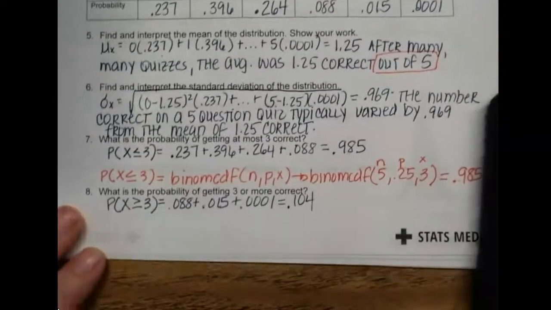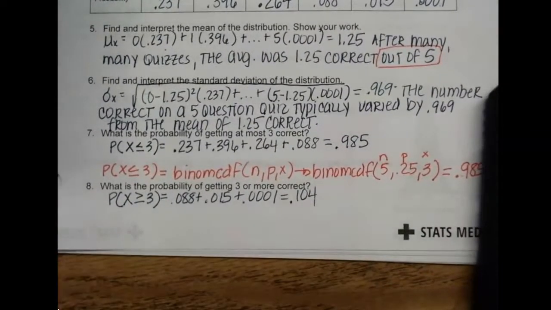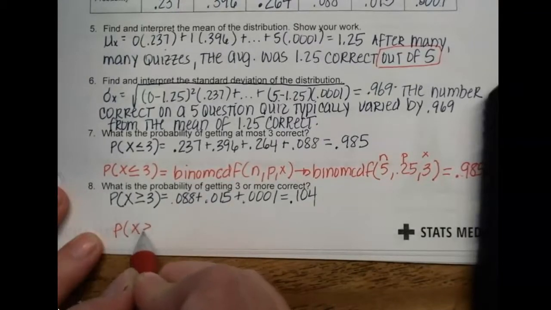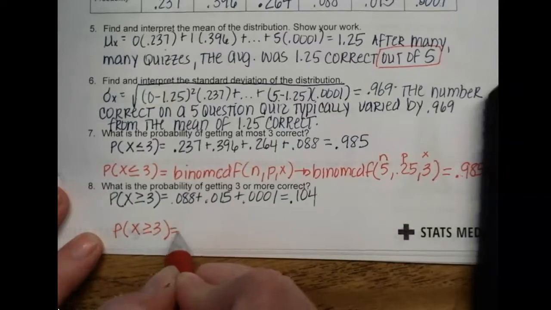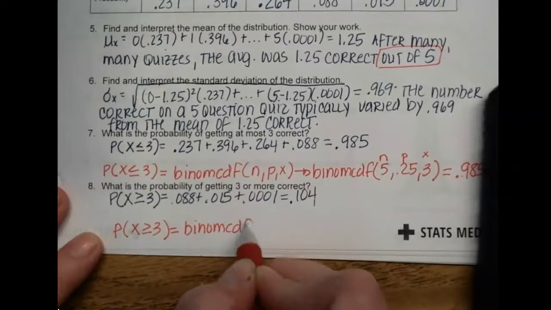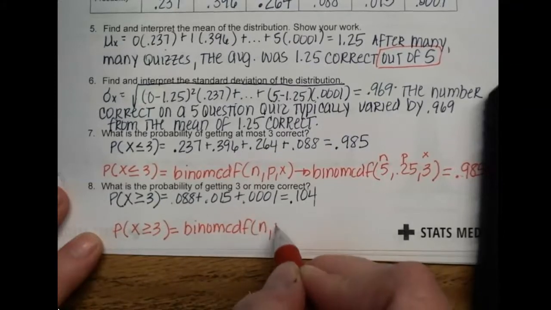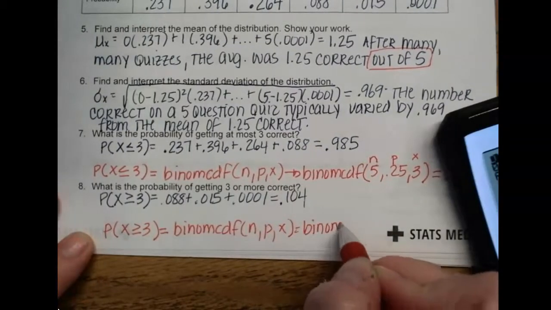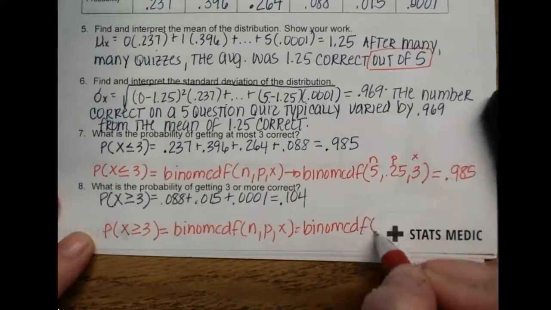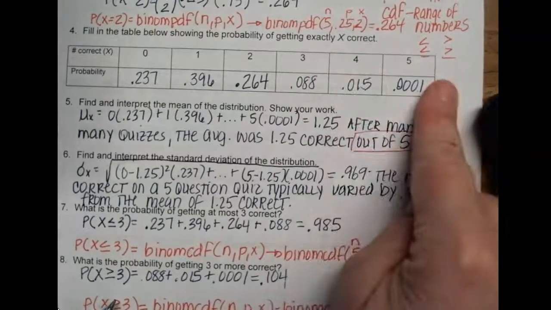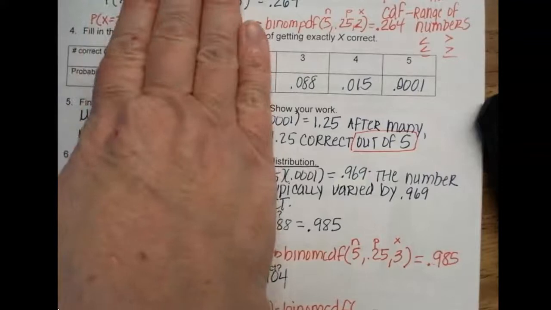Well, let's take a look at number 8, and let's try this going the other way. The probability of X being greater than or equal to 3 equals, so we're going to do a binomial CDF, and you've got to input N, P, and X. Now this is going to take a little bit of thought. Before I write the rest of this, I want to go back and look at this list. I want 3 or more. 3 or more. So I want those numbers.